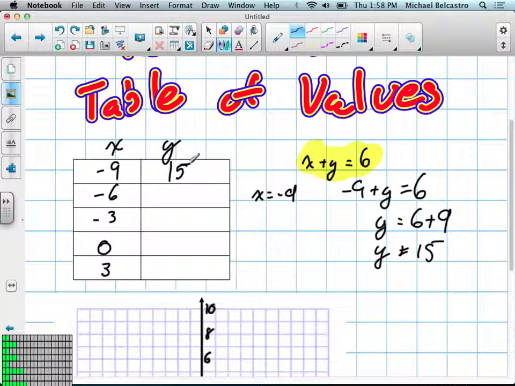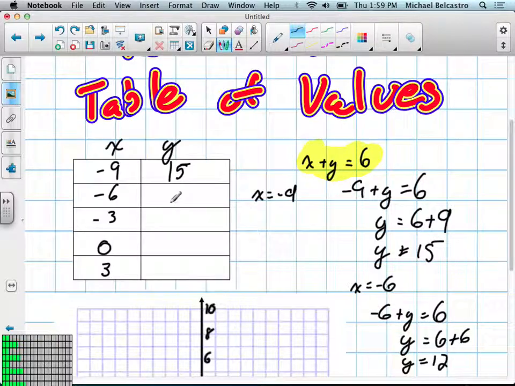Okay? It doesn't mean it's wrong. As long as I've done the math right, I probably do have a point on this. But remember, lines go on forever, so this graph just wasn't big enough to encompass it. So let's try another one. Negative 6. Negative 6 plus y equals 6. What's y going to equal? 6 plus 6, which is 12. Does that fall on this graph? No. But are they getting closer?